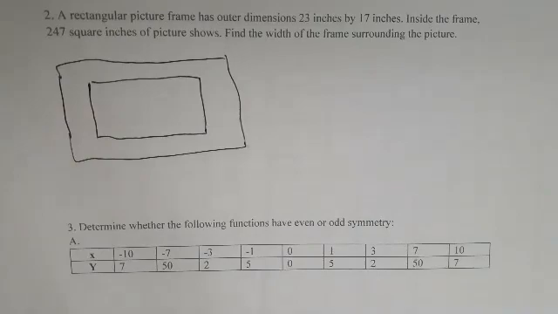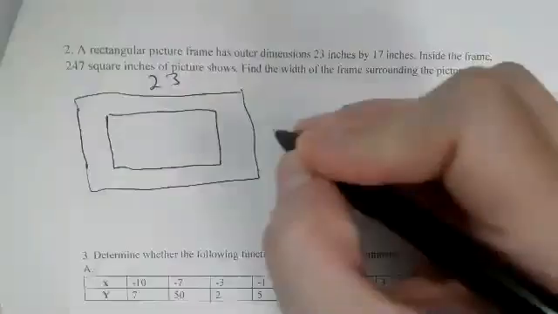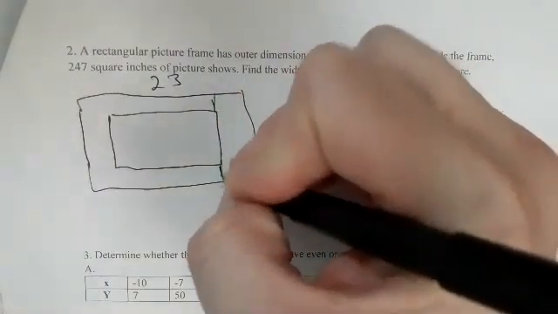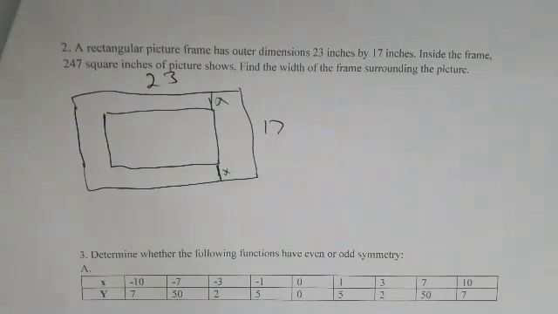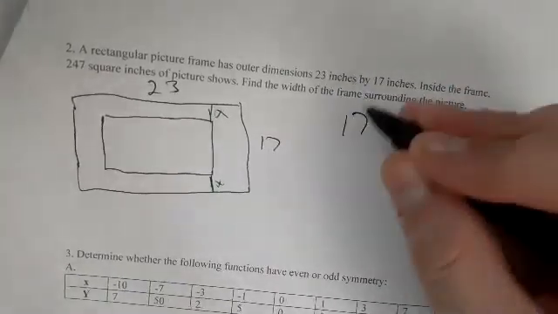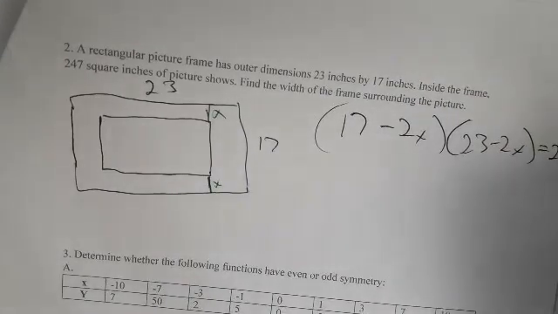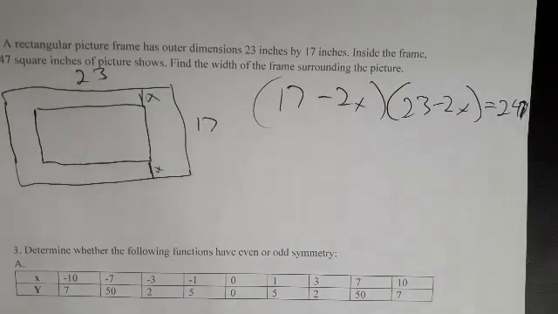But some people set it up with the inner dimensions. What they're giving me is outer dimensions of 23 and 17. And so to get to the inner dimension, a few people added the x's. We have to subtract the x's here. So if you did it with addition, getting like negative 47, I'm running out of room. But that's 247. We multiply these two things together and they should give us 247.